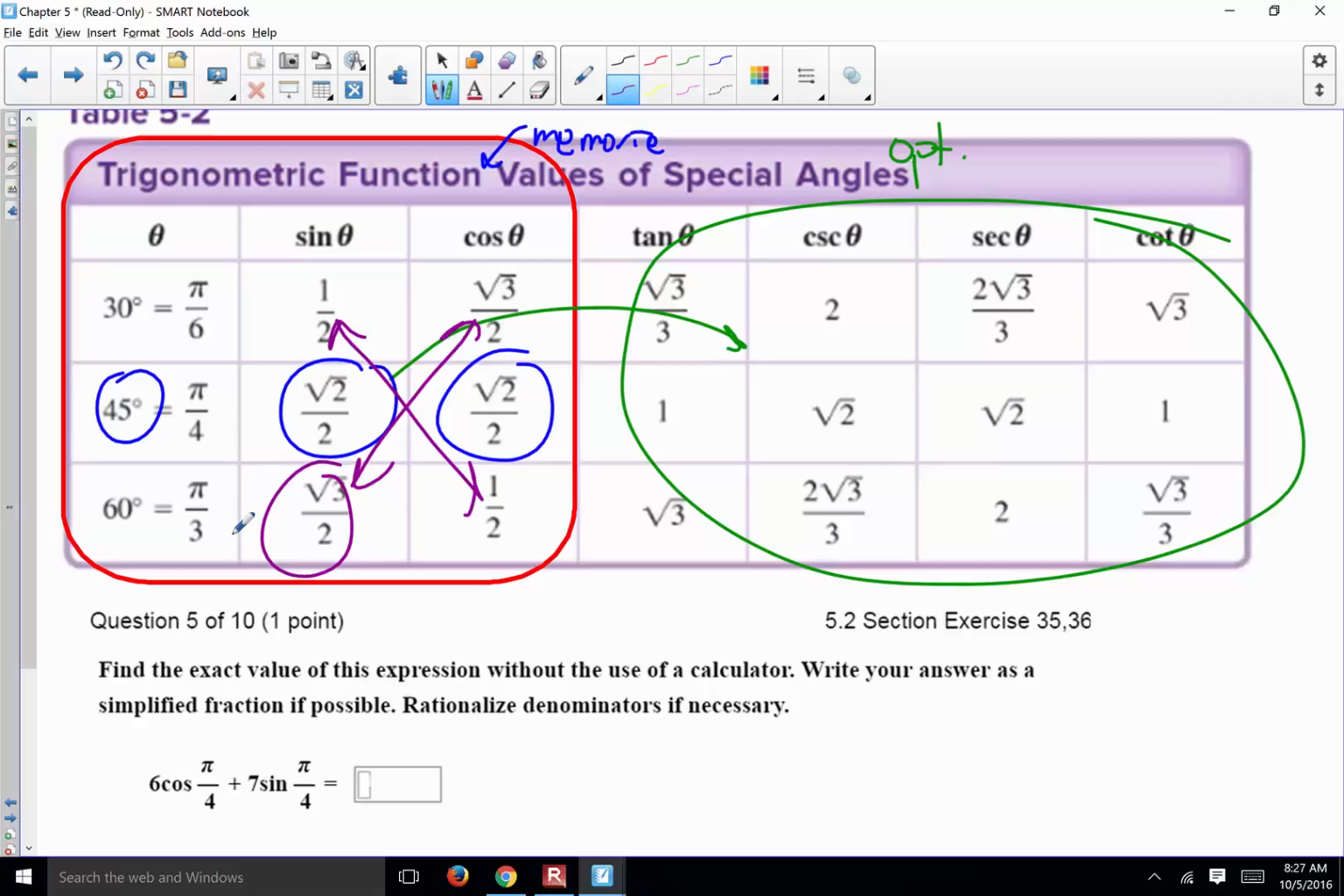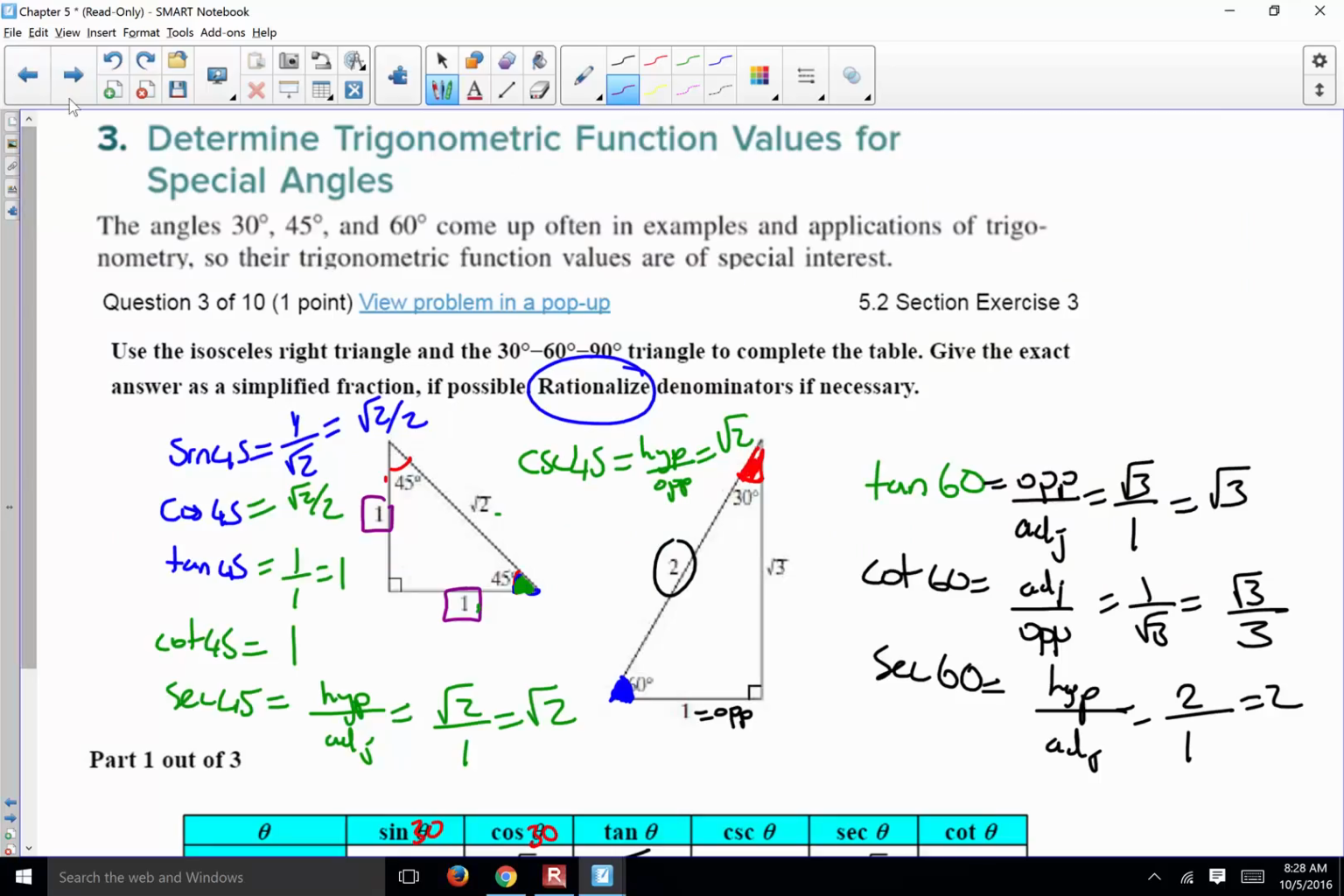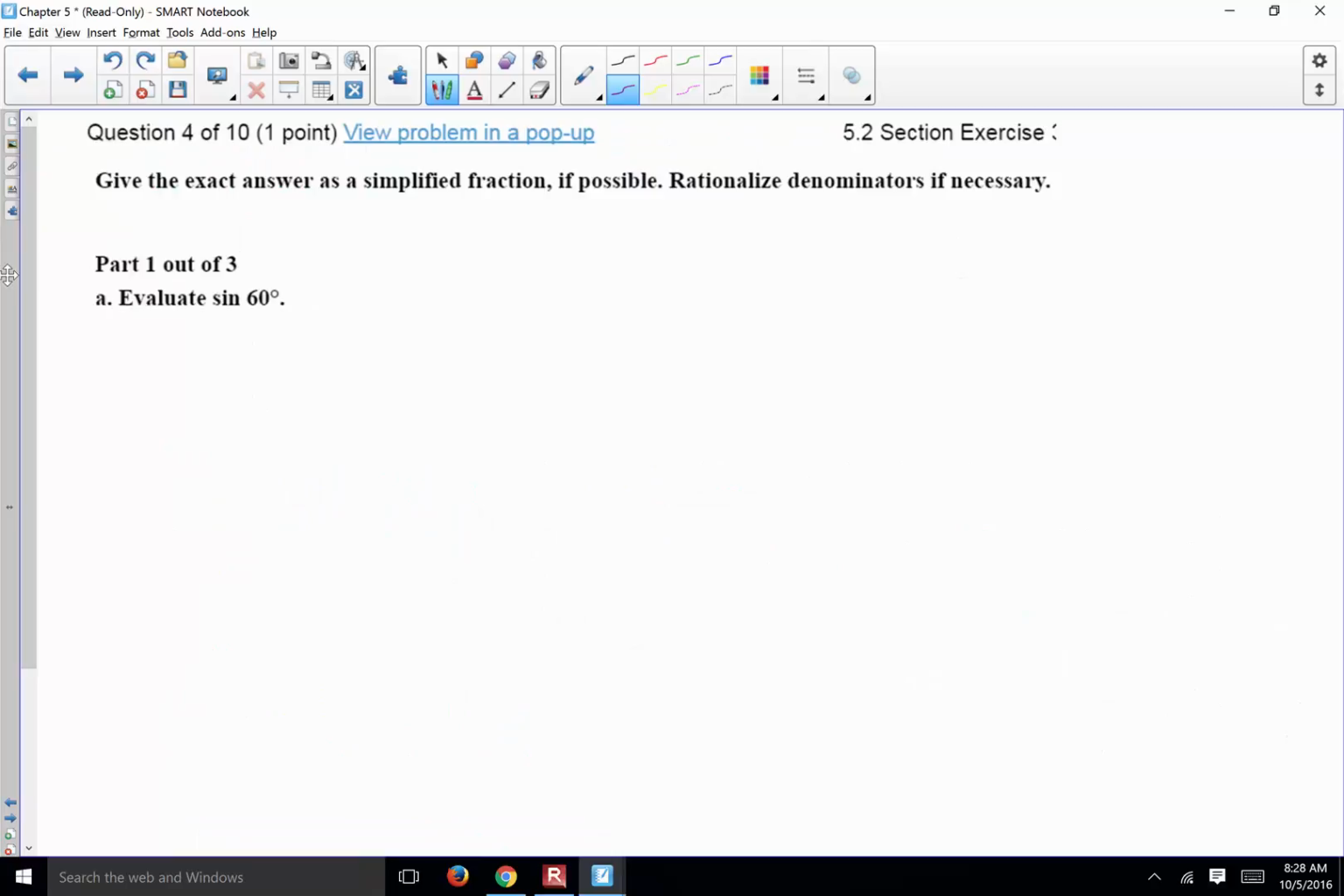30 and 60 are always opposite. So if you know sine 30, you know cosine 60. If you know cosine 60, you know sine 30. There are actually three values you need to memorize. 1 over 2, root 2 over 2, and root 3 over 2. Okay? Alright. But before that, let's do one more. We already memorized this, right?